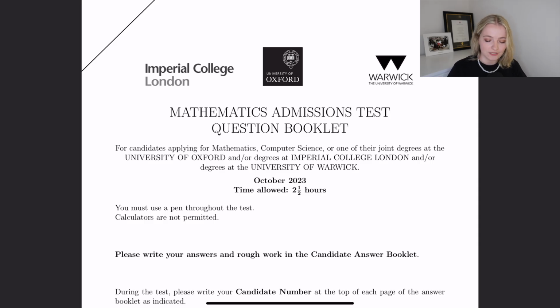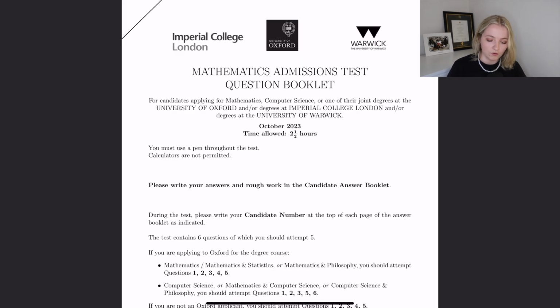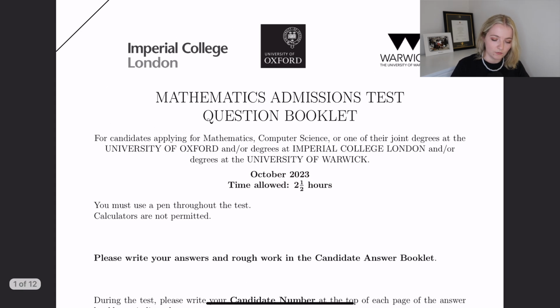Okay, amazing. So here is the paper. I have chosen the paper from October 2023. Firstly, what's worth noting is the exam itself is 2.5 hours. So it says here it's 2.5 hours. And you might have noticed that, yes, we have the University of Oxford here, but we also have the University of Warwick and Imperial College London.